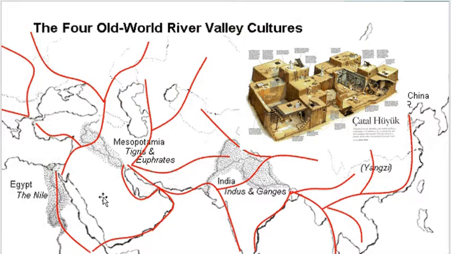And what you see here in this particular slide is a picture of four Old World river valley cultures. One is Egypt, and you can see the Nile River. By the way, what you'll notice here is a river runs through all of these. You can see Sumeria or Mesopotamia, and you can see the Tigris and Euphrates rivers. In India, you have a civilization called the Mohenjo-Daro civilization, and you can see the Indus and Ganges rivers. And in China, you can see the Yangtze and Yellow rivers.